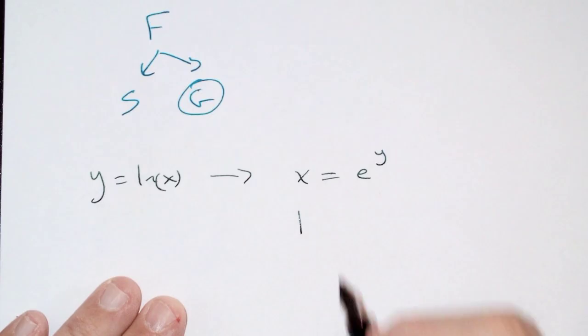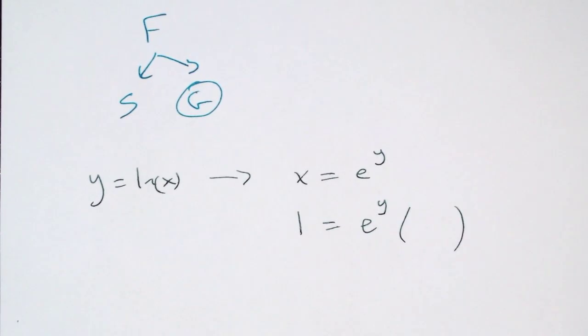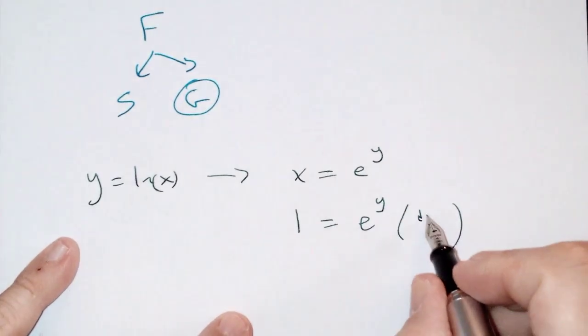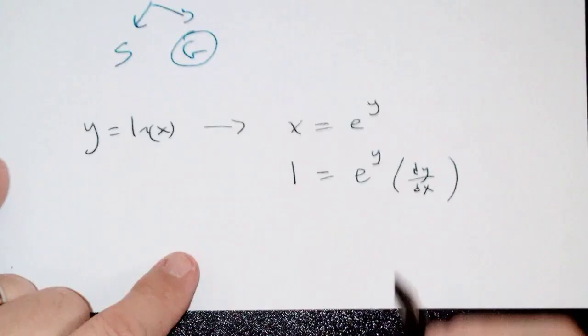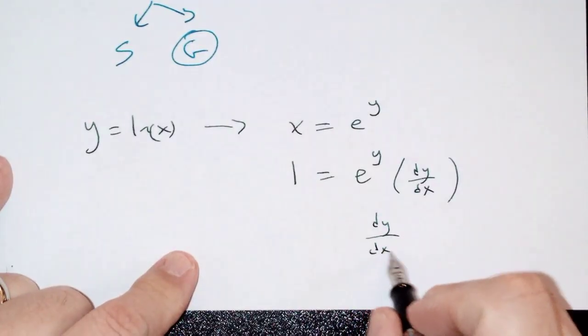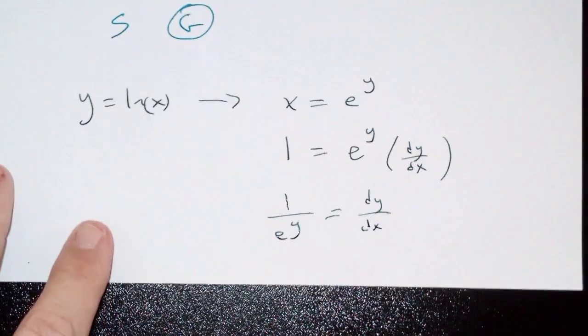The derivative of x is just 1. The derivative of e to the stuff is e to the stuff. But wait, there's more. My chain rule comes into play. The derivative of y is dy dx. But since my goal was to find dy dx, I end up with that.